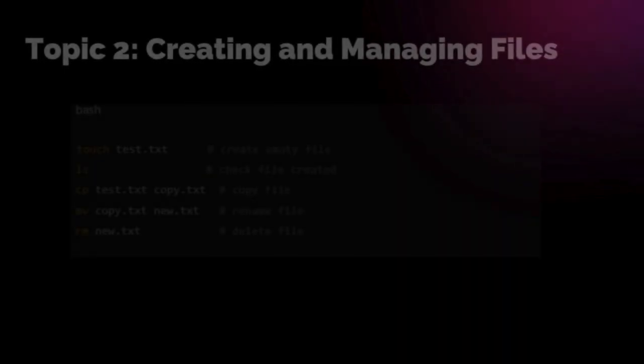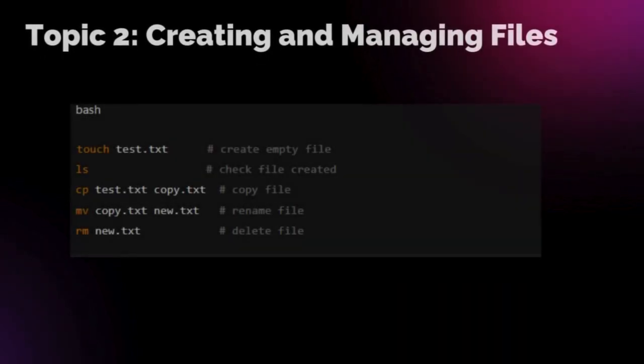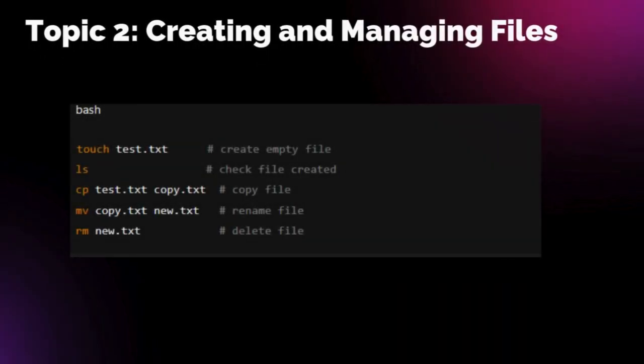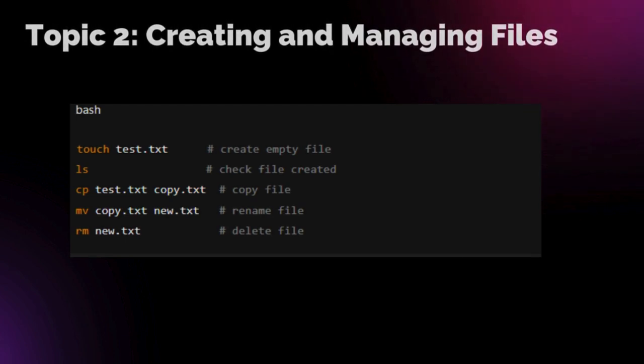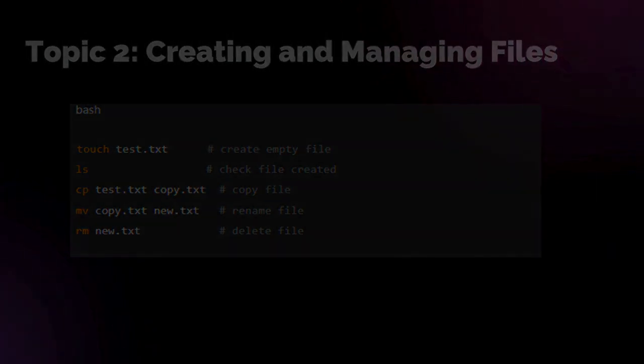Topic 2. Creating and managing files. As a DBA, we often create scripts, logs, or config files. Let's see how to manage them. I created a new file with touch test.txt. Now, I can copy it using cp test.txt copy.txt. If I want to rename, I use mv copy.txt new.txt. And if I don't need it, rm new.txt will delete it.